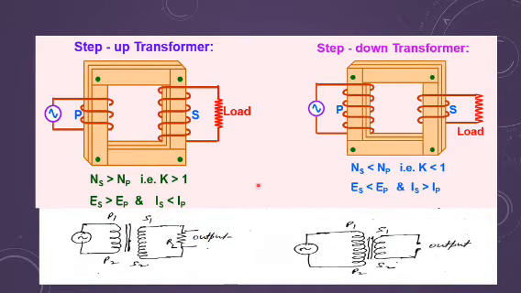Now, if the number of turns in the primary are more than the secondary, then of course K is less than 1, then the transformer is termed as a step down transformer. So I am having two types of transformers with me. One is the step up transformer, for which K is greater than 1. Another is the step down transformer, for which K is less than 1. Number of secondary turns are less than number of primary turns.